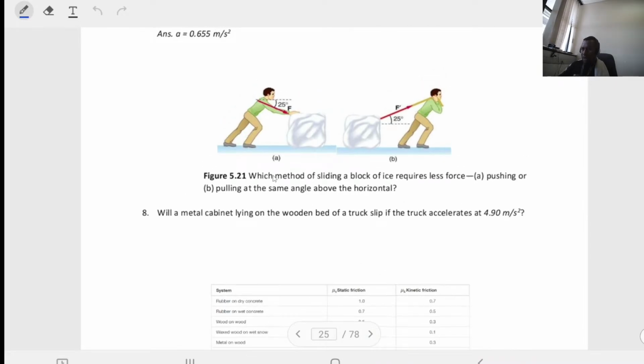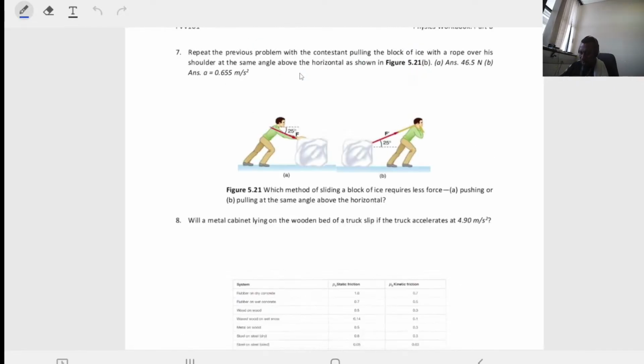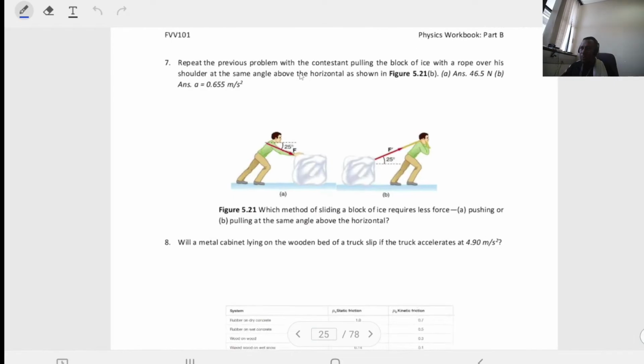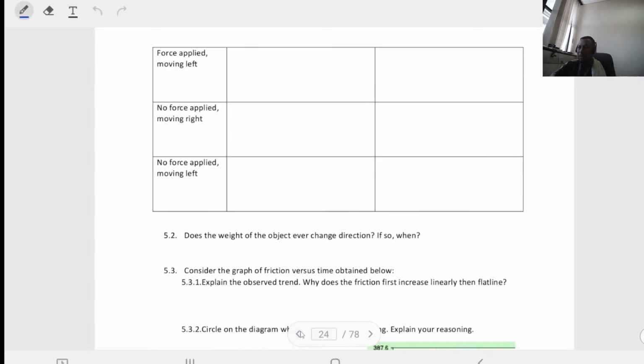And what is this one? 8 point something, I think. Repeat, it says. What is this? I didn't read this one at all. Repeat the previous problem with the constant force at an angle theta. F cos theta is equal to ma. I don't know what it is. Did I jump any equation here?